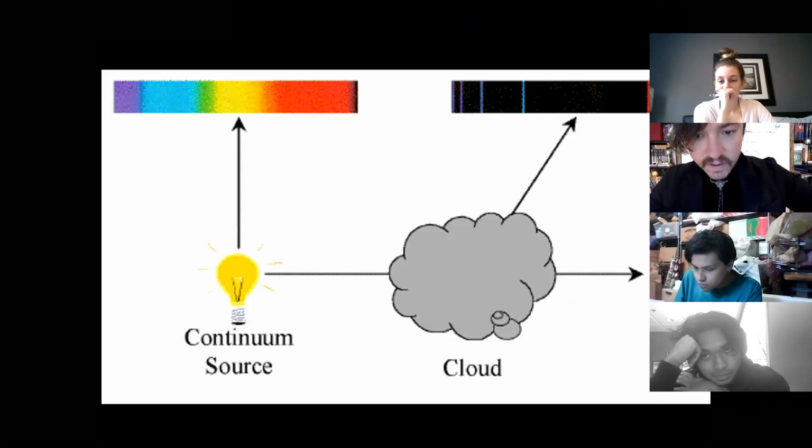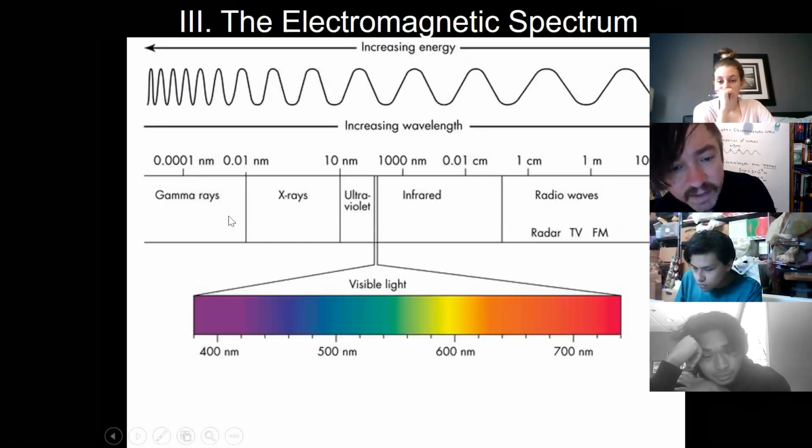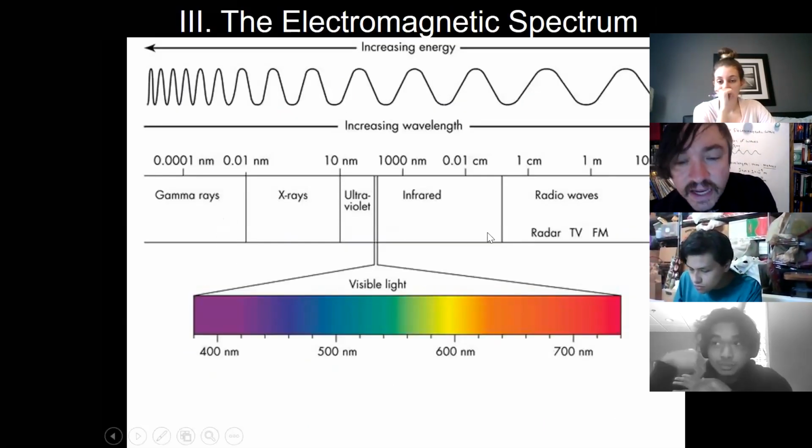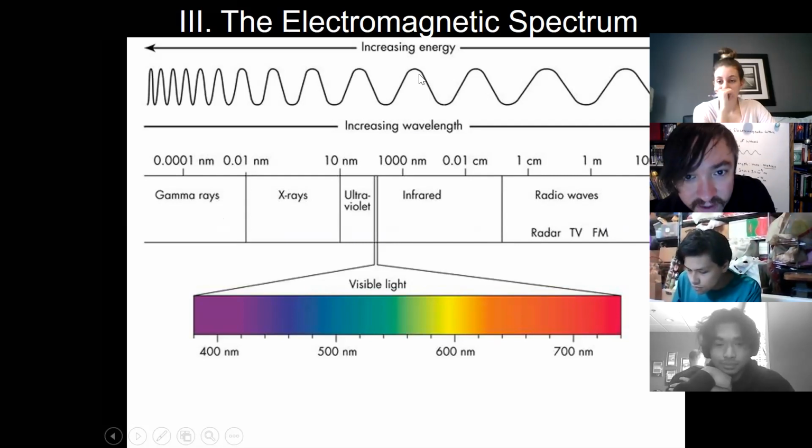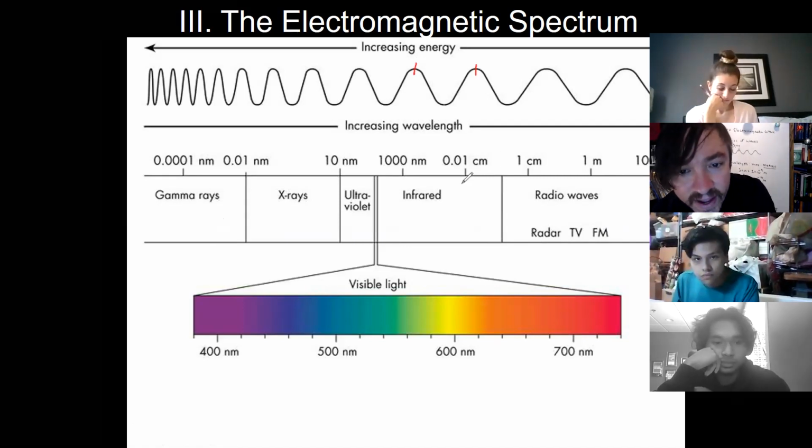The only thing that makes one type of light different than another type of light is the wavelength. That is the distance from crest to crest of your electromagnetic wave.